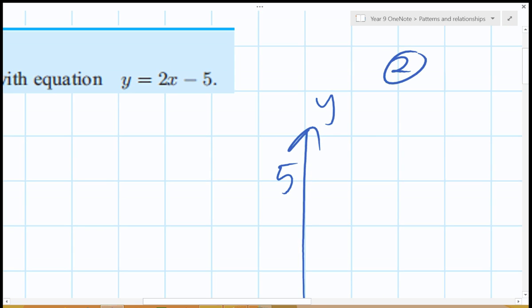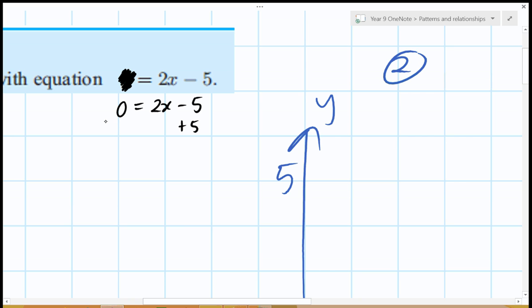This time, instead of crossing out x, I'm going to cross out y. So if y isn't there, what's on that side of the equals? How do we say nothing in maths? 0. So I can write this equation as 0 equals 2x minus 5. How am I going to solve this equation? Plus 5 on both sides.